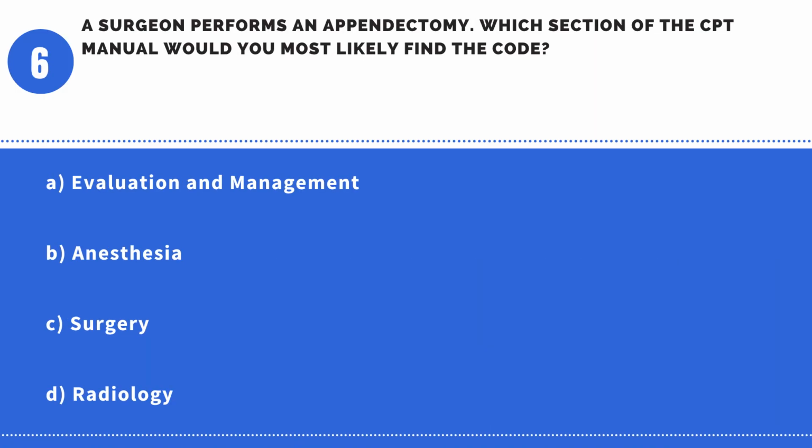Question 6. A surgeon performs an appendectomy. Which section of the CPT manual would you most likely find the code? A. Evaluation and management. B. Anesthesia. C. Surgery. D. Radiology.